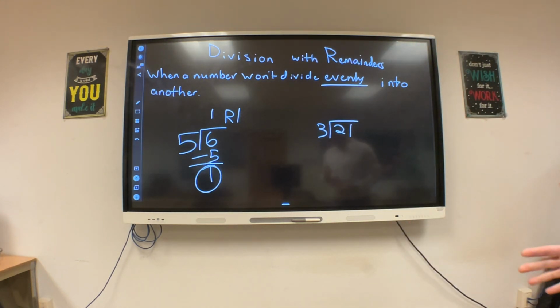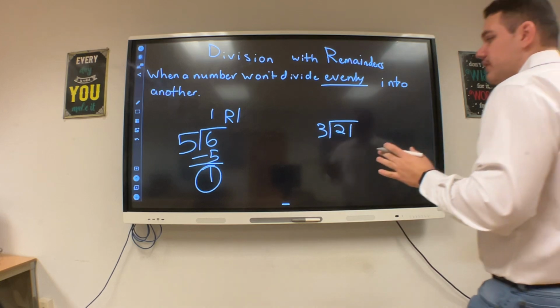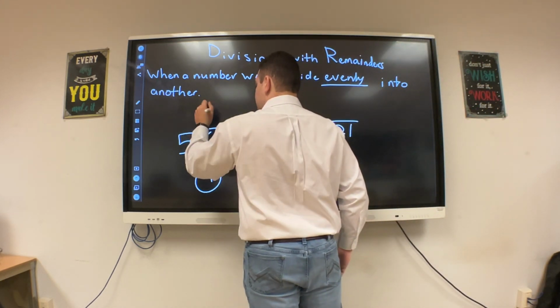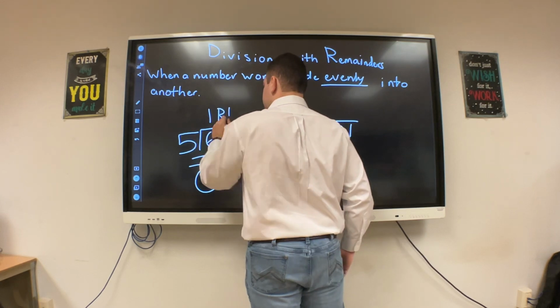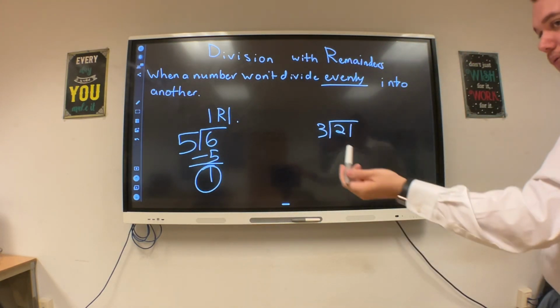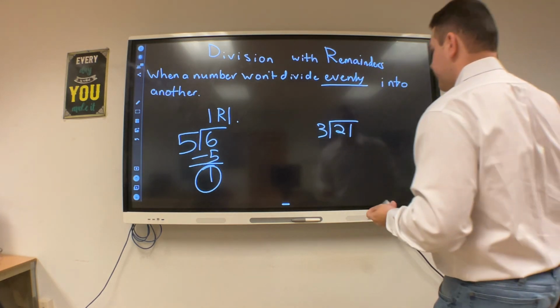On the quiz, I have it set where it doesn't matter if you do a capital R with a space or a lowercase r, any way is right. But yeah, the answer would be 1 remainder of 1, because 5 goes into 6 one time with that 1 left over, so remainder of 1.